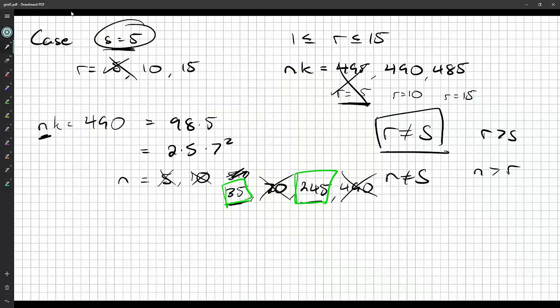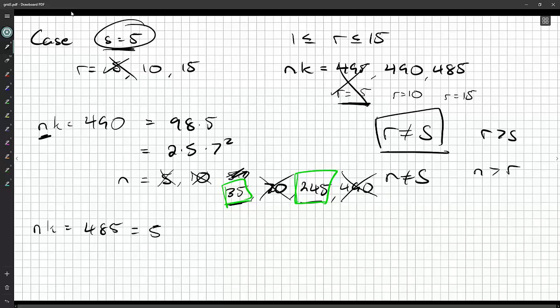So, what's our other case? 485. So, NK is 485. Again, I know I have a factor of 5, and that needs to stay with the N. And I know, okay, so 97, oh, that's a prime. That makes me feel good, because there's only going to be 2 factors that involve the 5 here. 5 and 585. Can't have the 5 here.